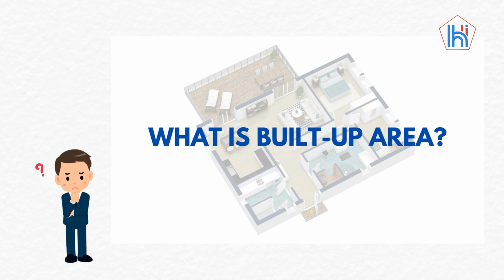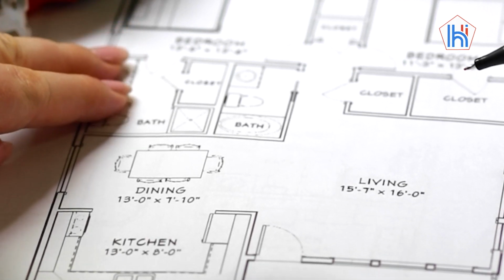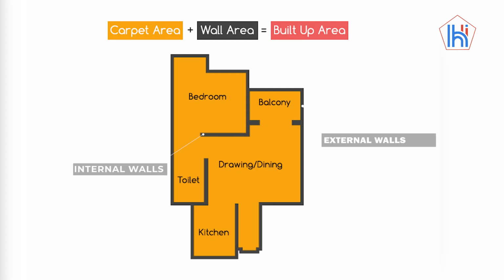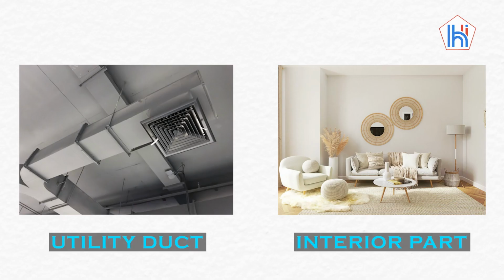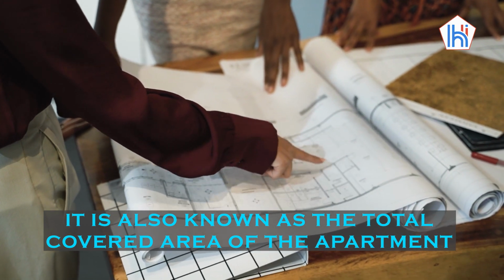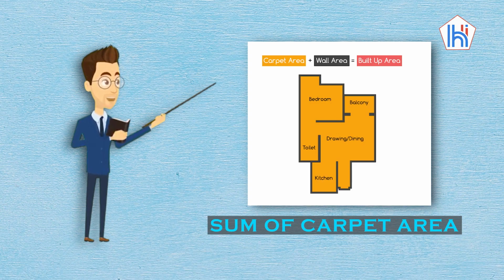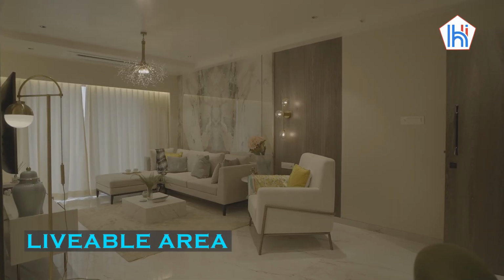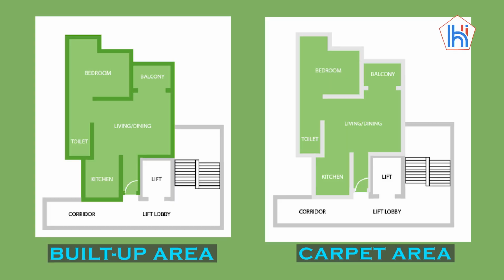What is built up area? Built up area is the area which is totally covered by internal and external walls and also includes the duct and interior part. It is also known as the total covered area of the apartment, and it is the sum of carpet area, the area covered by the thickness of walls, and includes the terrace, balcony and other livable areas.